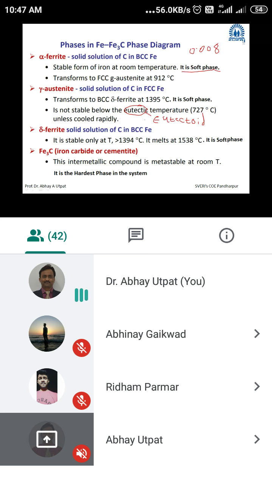Above 727 there is no BCC. See the diagram. We have not shown BCC above 727, but the percentage of carbon should be 0.8. If the percentage of carbon is less than 0.8, that BCC may be observed up to 910. That's why alpha plus gamma is written in between. Remember, except the word L, all phases are solid.